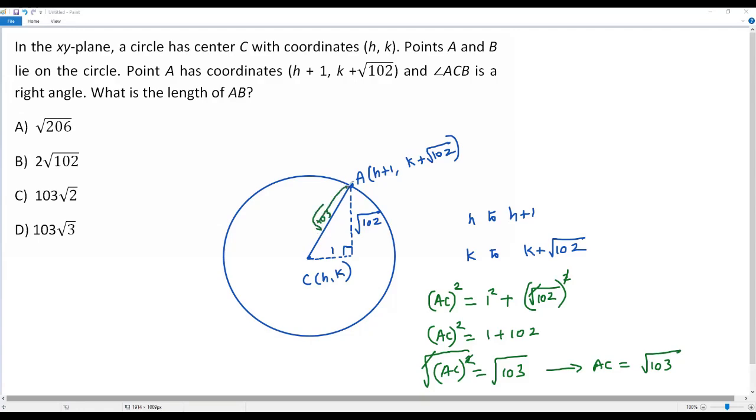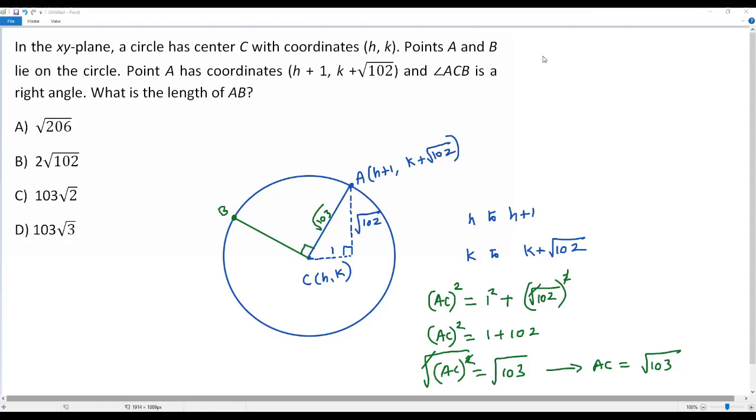And also this AC represents the radius of the circle. So the radius of the circle is square root of 103. Now we have to mark this point B on the circle so that angle ACB is a right angle. Let me mark the point B over here, and we have to make sure the angle ACB is a right angle. Now let me connect the point B on the circle and the center of the circle C. According to the question, the angle over here is a right angle, that is ACB is a right angle.